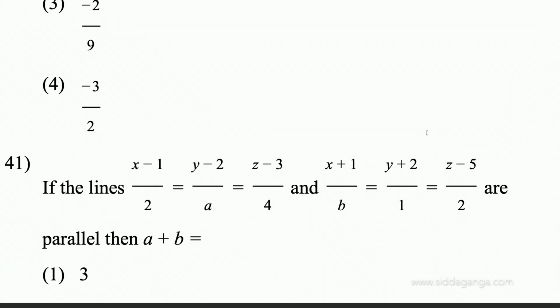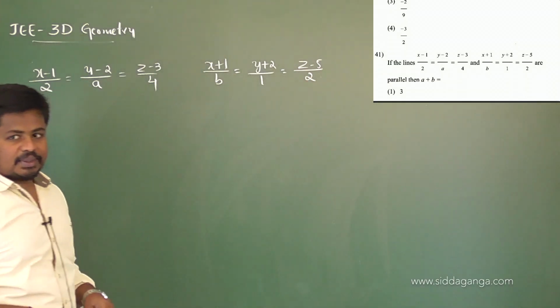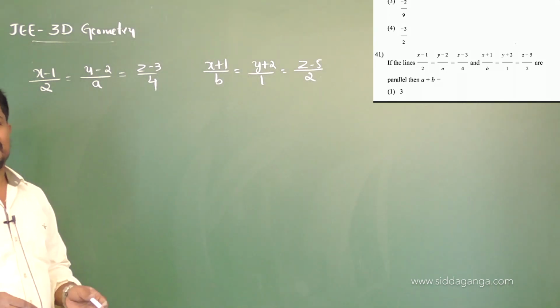Yes, the lines are like this. x minus 1 by 2 equal to y minus 2 by a equal to z minus 3 by 4. This is the first line. The second line is x plus 1 by b, that is equal to y plus 2 by 1, that is equal to z minus 5 by 2. They have given that these two lines are parallel.